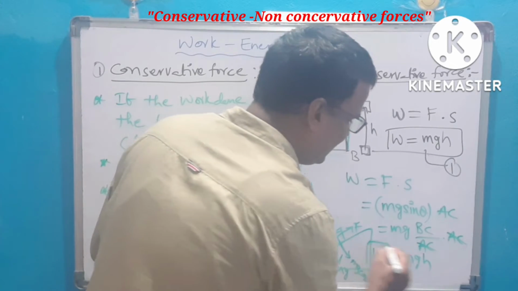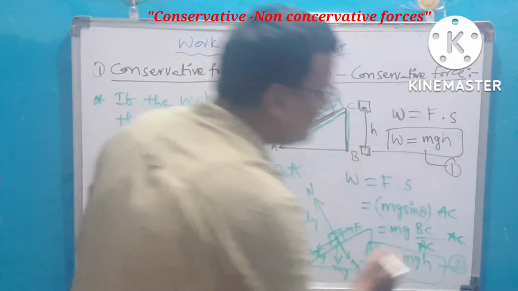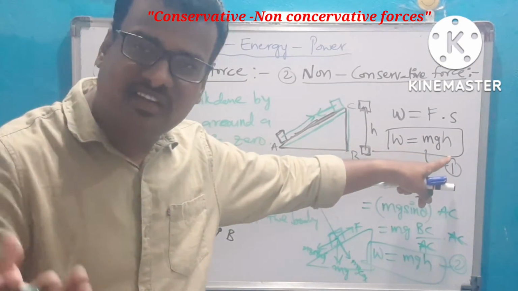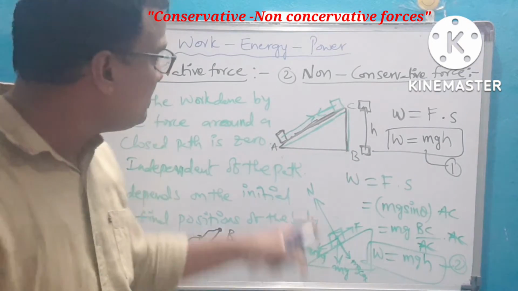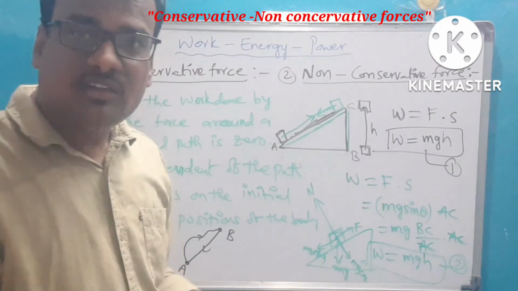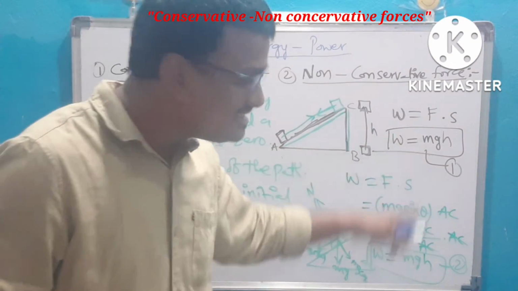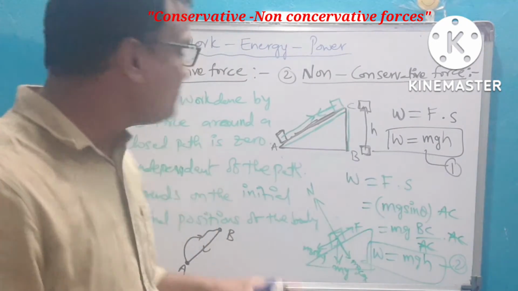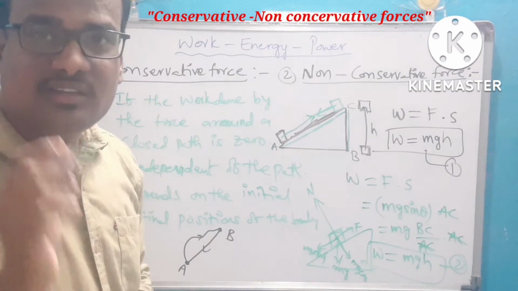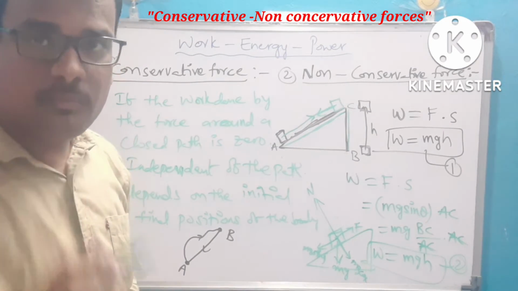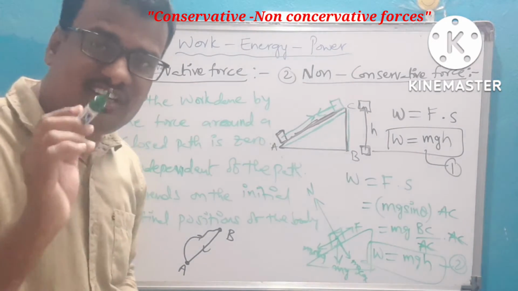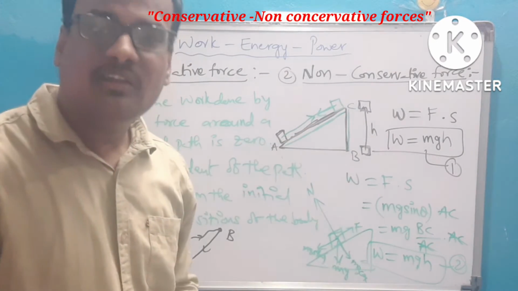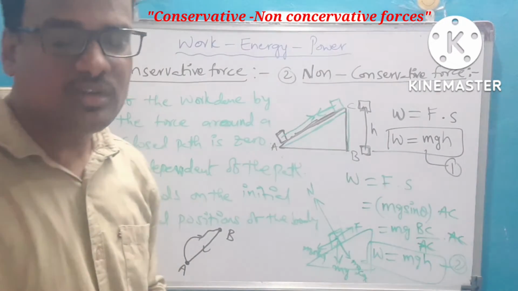So in the second case also, what we get is mgh. In the first case also, the final work done is mgh. So that means it is independent of the path. The work done is the same in both cases, but the paths are different. So in a conservative force, the work done does not follow the path, it is independent of the path. It only depends on the initial point and final point of the position of the body.